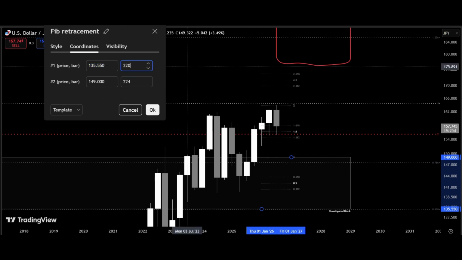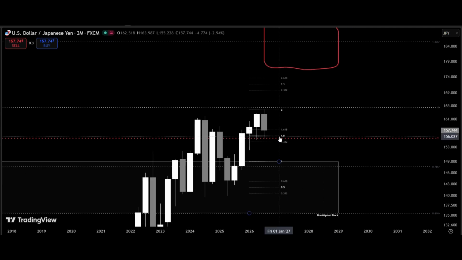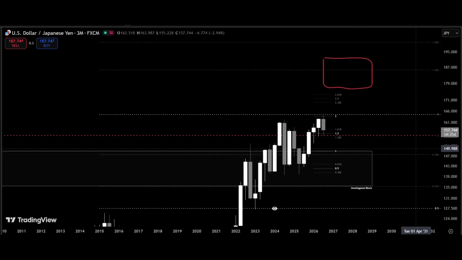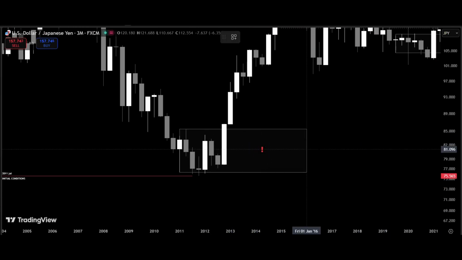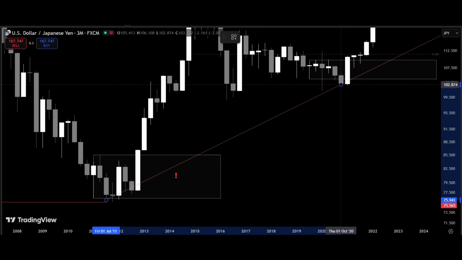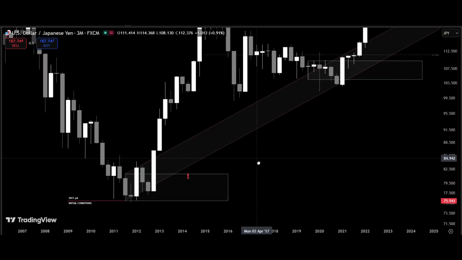I apply the same methodology using the extension tool on the first waves that emerged in 1971. At this stage, I retain only the 2.0 extension level, because it is the structural level that is currently most relevant to the market. Now we have something important.